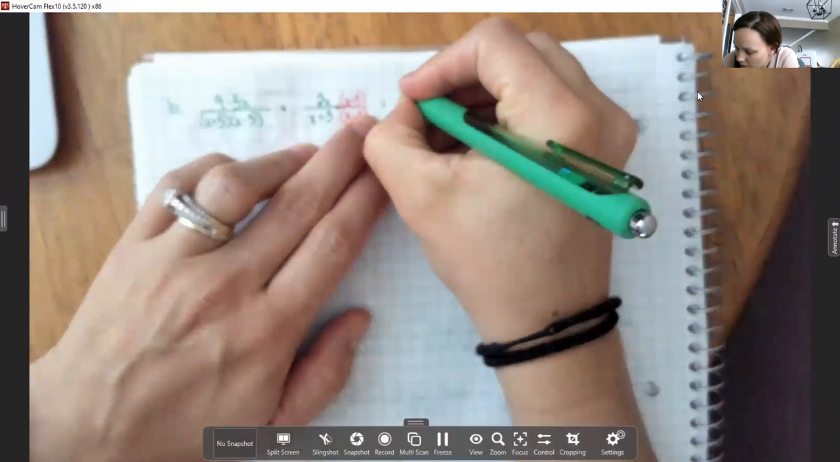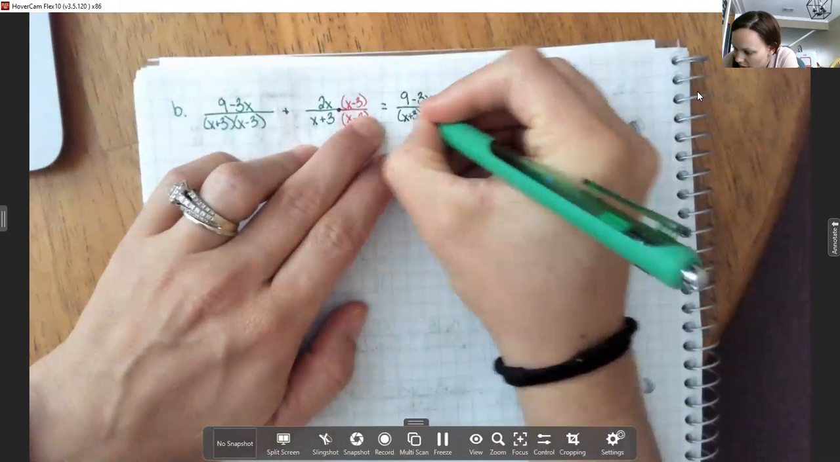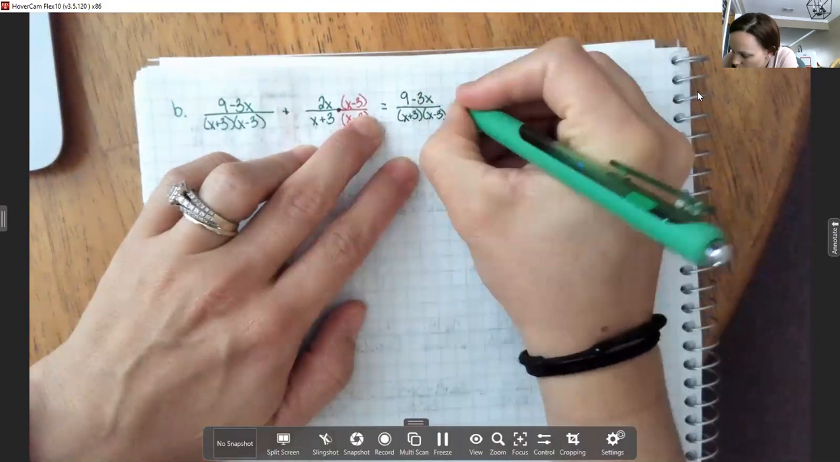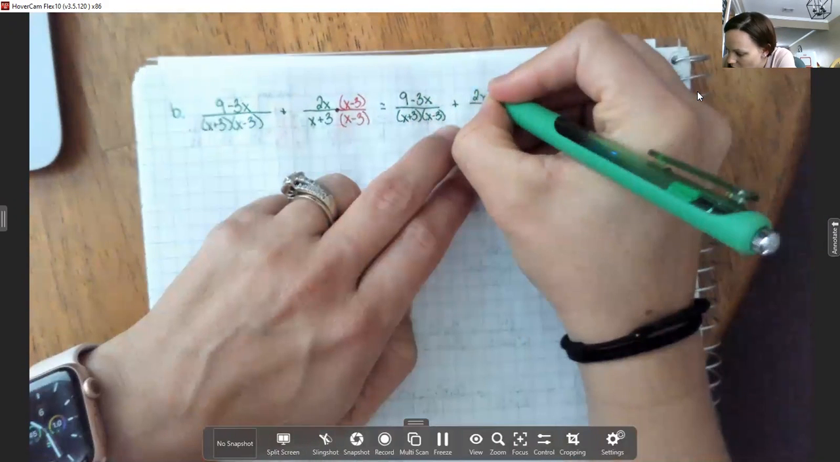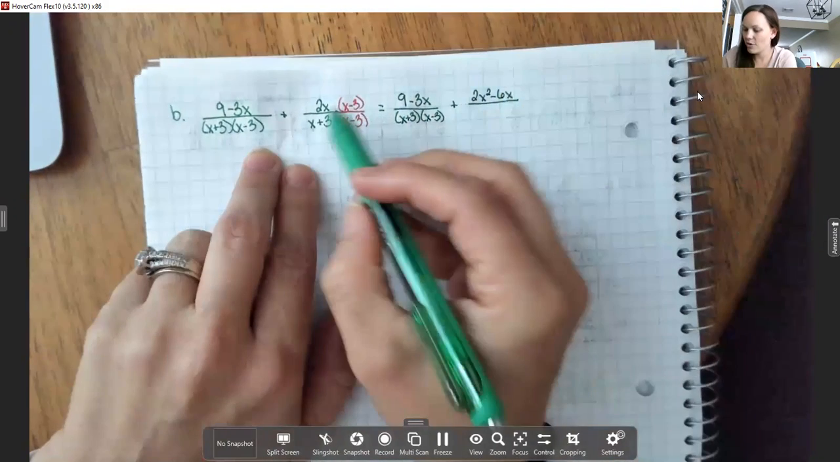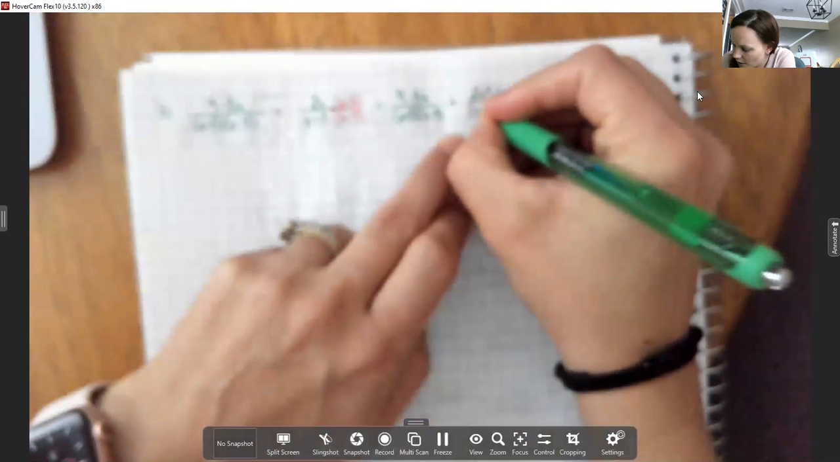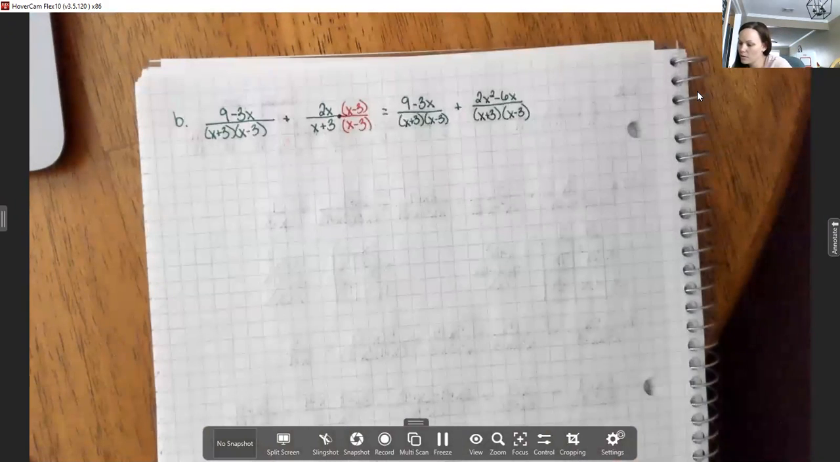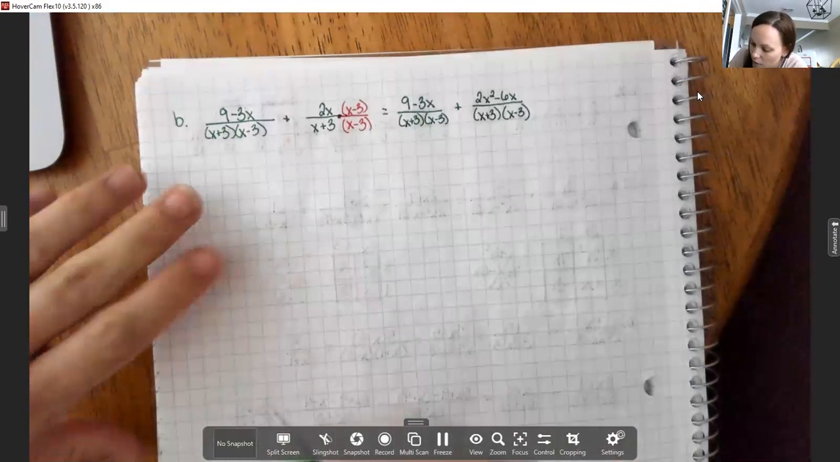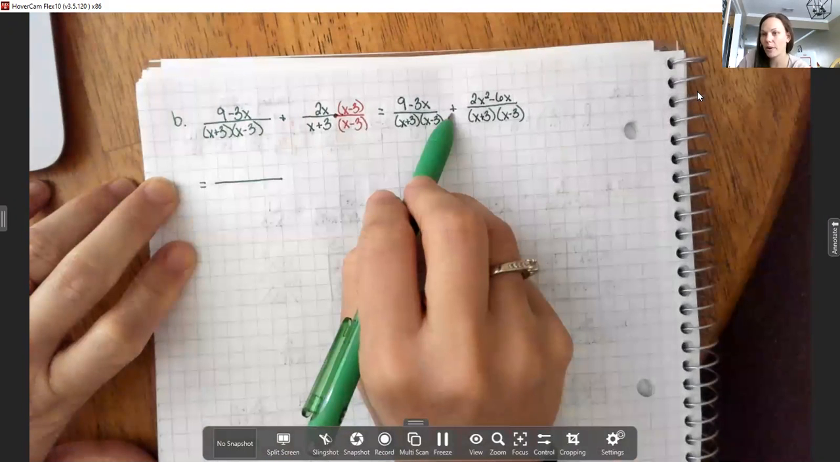So this becomes 9 minus 3x over x plus 3 times x minus 3 plus, if I distribute on top, I'm going to have 2x squared minus 6x. Again, 2x times x and 2x times negative 3. My denominator is x plus 3 times x minus 3. So it's addition, so I don't have to worry about any distributing.